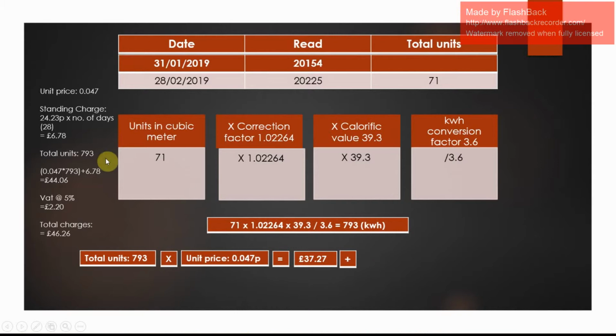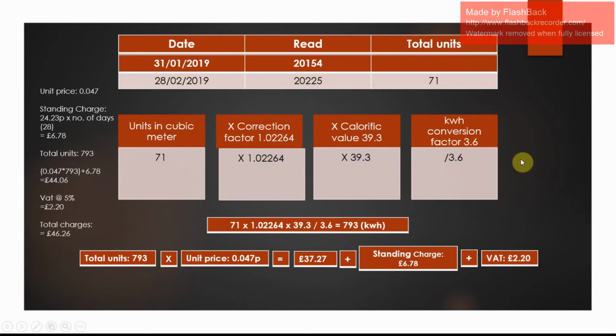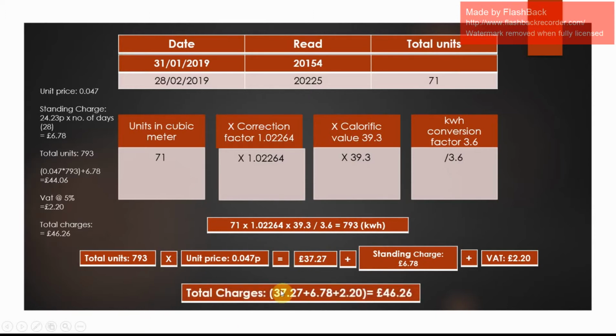And then we have the total number of units, and it gets added here, and then we add VAT. I have already done that, £2.20, which is here, and now we can add all those figures: 37.27 pence, £6.78, and £2.20, which is £46.26. This is the total bill, and that shows you the bill comprises 3 different items. So that's it. That's how your gas bill is generated.